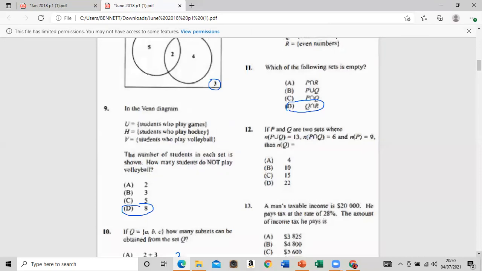If P and Q are 2 sets where P union Q is equal to 13, and the number in P intersect Q is 6, and the number in P is 9, then the number of elements in Q is equal to, let us just back up. So we'll get that from the first place. So we get the number in P plus the number in Q minus the number in P intersect Q.